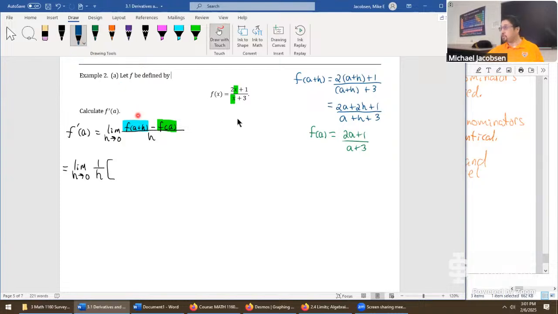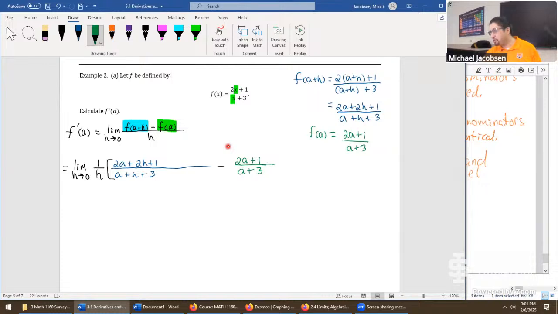Now I'll plug in f of a plus h, which is all of that stuff. So 2a plus 2h plus 1. Put in a long fraction bar on that one. The denominator is a plus h plus 3. This minus right here goes to a minus between the fractions. F at a, again, we're basically dropping this in. Let's switch the variable x to a. So 2a plus 1 divided by a plus 3. I'd make that fraction bar a little bit longer as well.